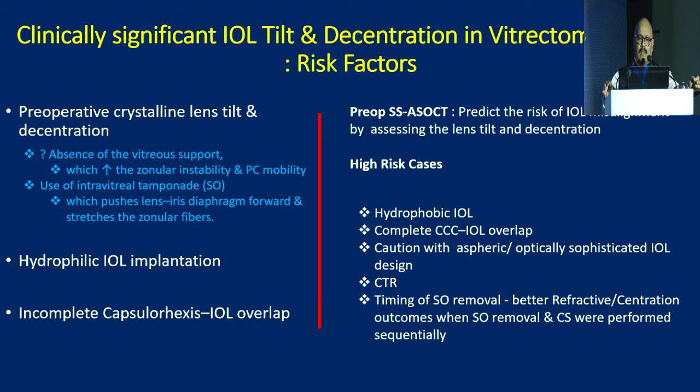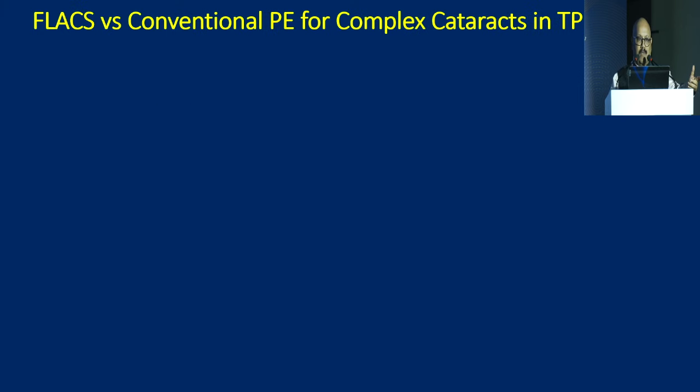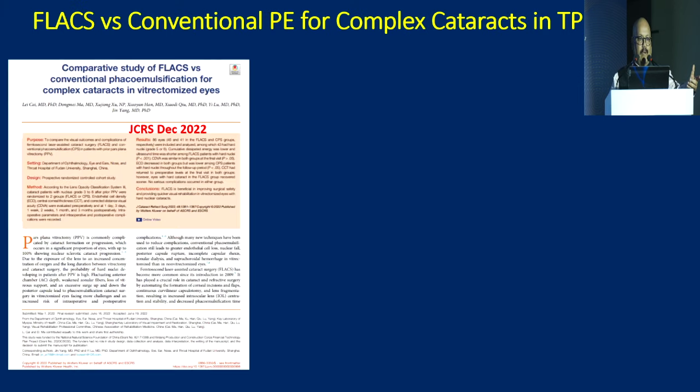Do not use an advanced optics intraocular lens in these situations, because if these get decentered, invariably you may have visual disturbances, if the patient has good visual potential. Use a capsular tension ring. And some surgeons have felt that if vitrectomy and cataract surgery are performed sequentially, you can achieve the target refraction without much refractive error.